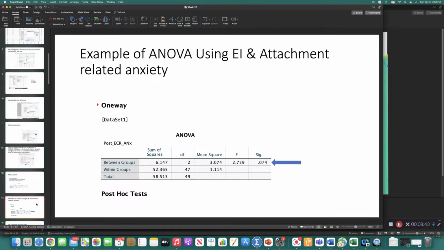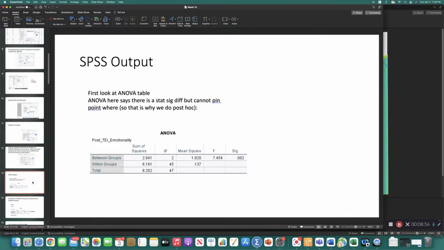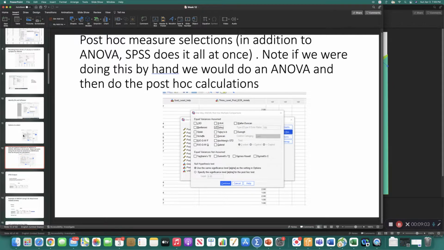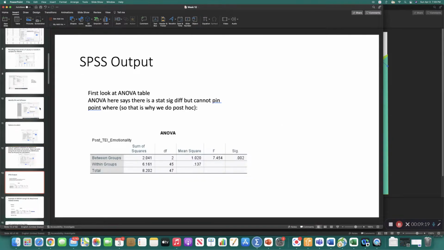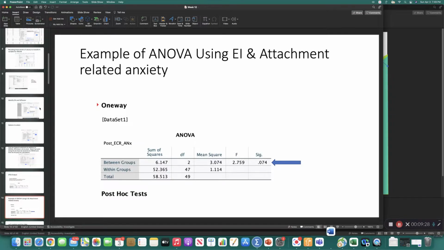Here we can see in this ANOVA table that the significance, now with that one, hold on, let me go back. With this one, we were looking at the variables of trait emotional intelligence, between groups and within. And if we go back to where we selected the variables, we have trait emotional intelligence emotionality as a dependent variable, then 3 levels of attachment related anxiety as an independent variable. So here we have trait emotional intelligence emotionality as a dependent variable, and that's statistically significant.